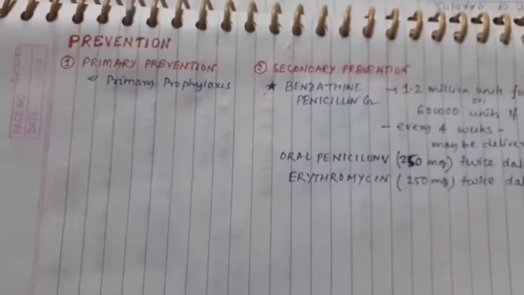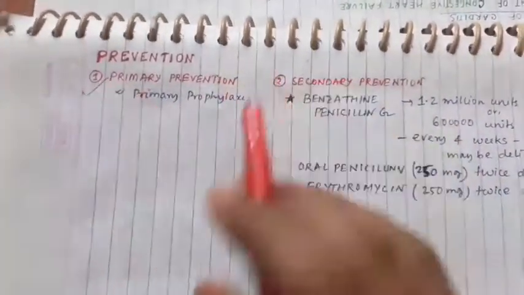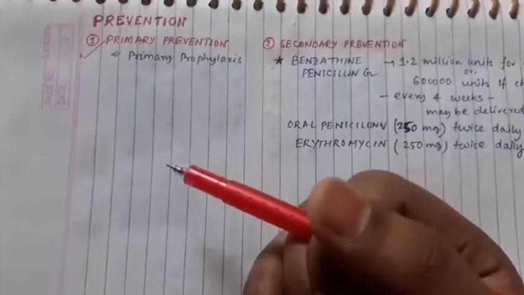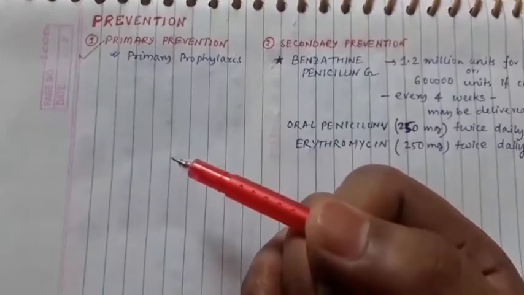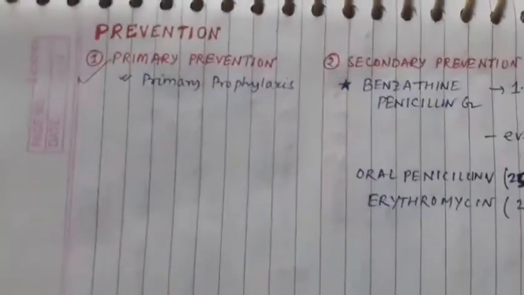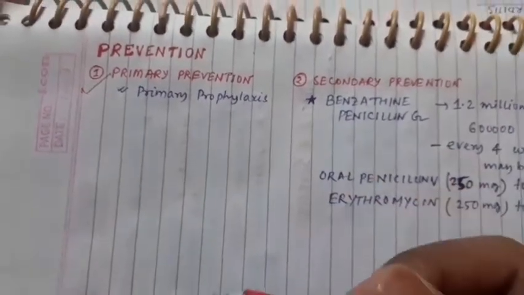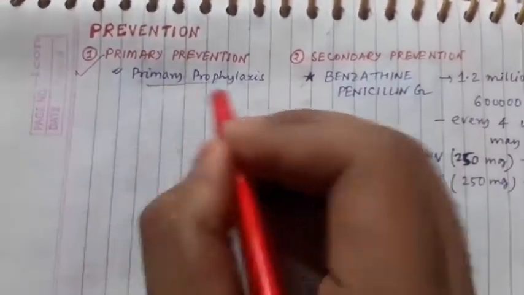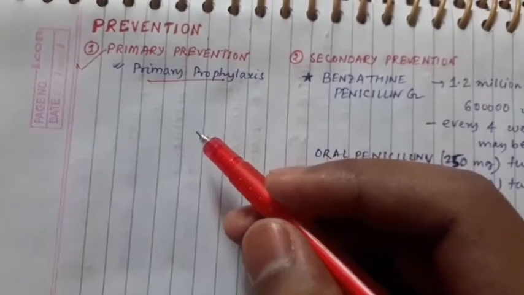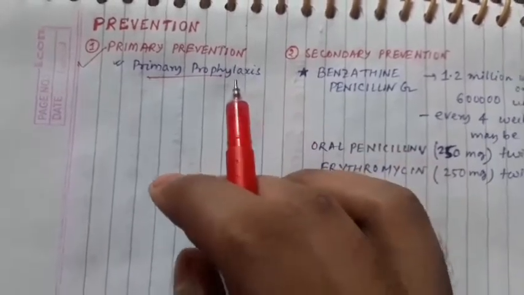Prevention of acute rheumatic fever. The first part that we should discuss is the primary prevention. Ideally, primary prevention would entail elimination of major risk factors for streptococcal infection, particularly overcrowded housing. But this is difficult to achieve in many places where acute rheumatic fever is common. So the mainstay of primary prevention for acute rheumatic fever remains primary prophylaxis. That means the timely and complete treatment of group A streptococcal sore throat with antibiotics.